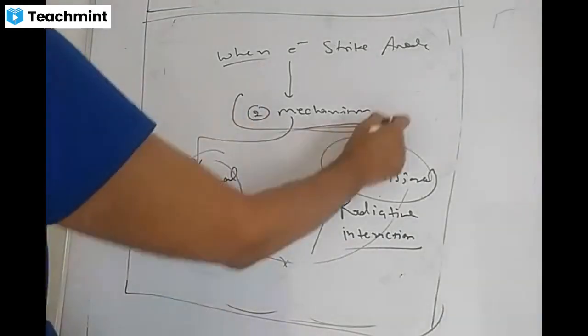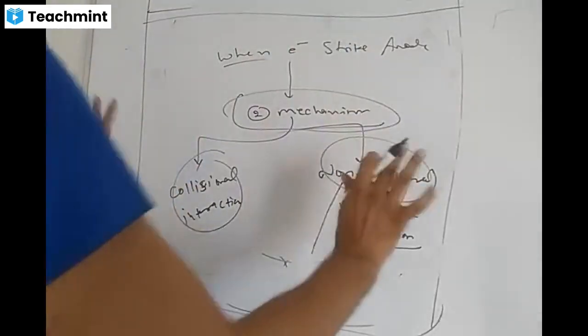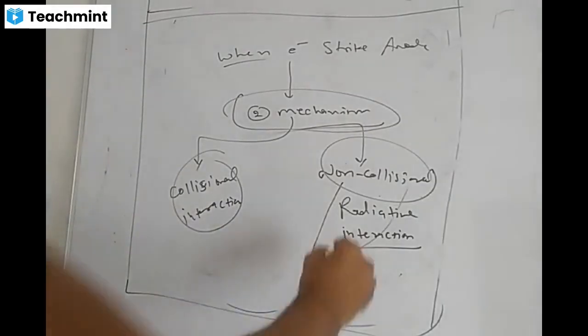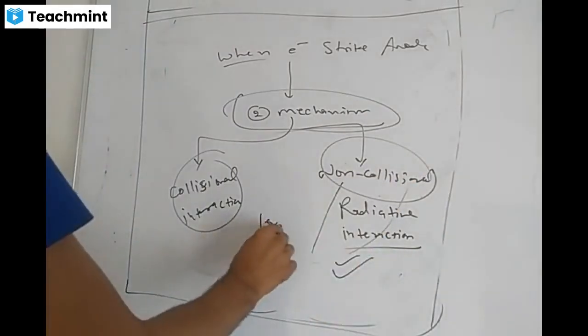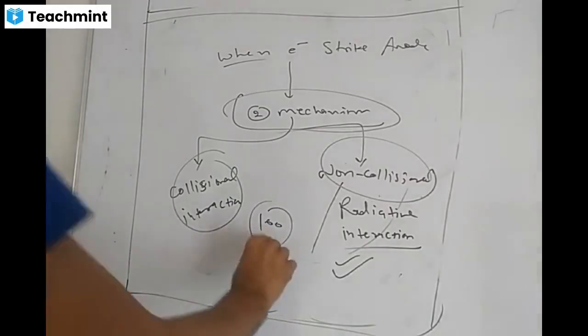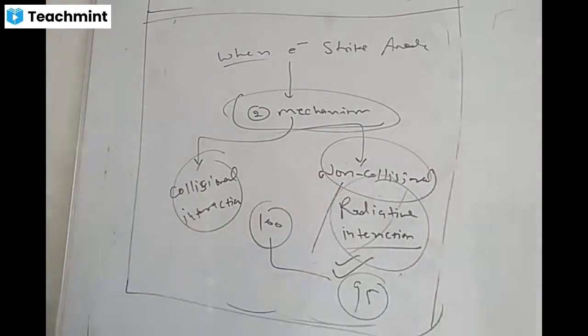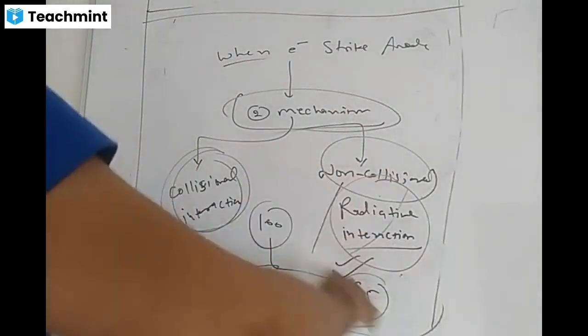If they ask you in the exam which of these two mechanisms is more important, or which mechanism leads to maximum X-ray production, your answer will be radiative interaction. Suppose we produce 100 X-rays. Out of 100, 95 will be because of radiative interaction, and 5 will be because of collisional interaction. So in diagnostic radiology, the X-rays are produced mainly because of radiative interaction.